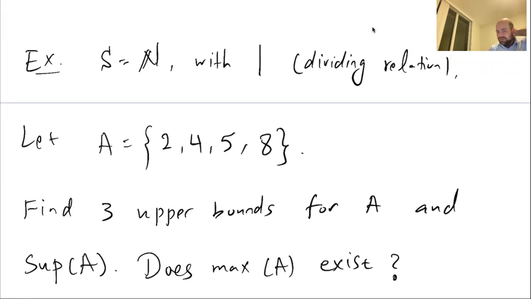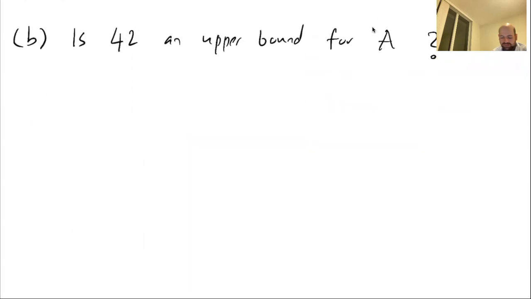But with this dividing relation, "less than or equal" means dividing. So does 2 divide 42? Yes. So 42 is above 2. Does 4 divide 42? No. And 5 does not divide 42 either. 8 does not divide 42 either. So 42 is only on top of 2, not on top of the remaining 3 elements with the dividing relation, and therefore it is not an upper bound, because for an upper bound, it has to be above everything in the set. So the answer is no.